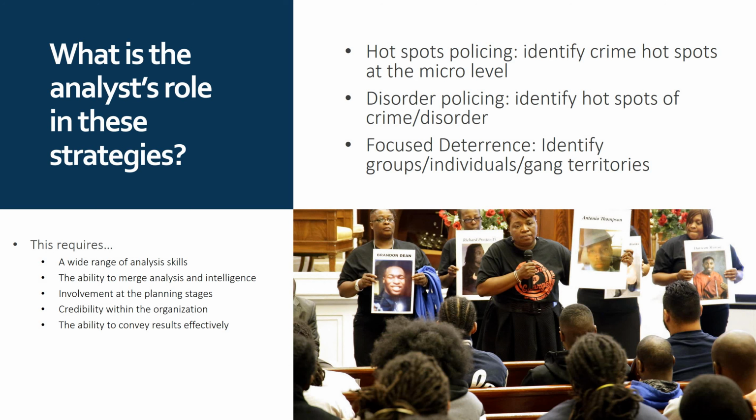In addition, just like we've talked about hotspots policing and disorder policing, the need to identify geographies that have high levels of crime, during focused deterrence interventions, one of the ways in which an analyst might prove useful is the ability to identify gang territories. This will oftentimes require the merging of both crime analysis and criminal intelligence, but identifying and then being able to map out those gang territories can be useful not just for focused deterrence, but for a number of different reasons as well.